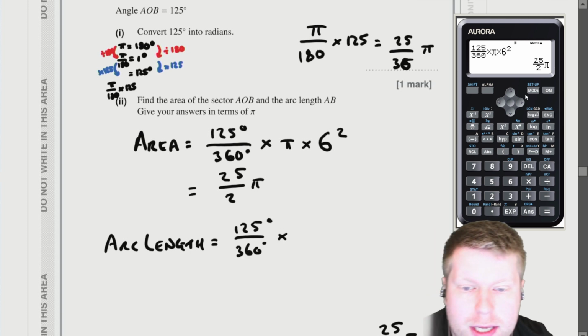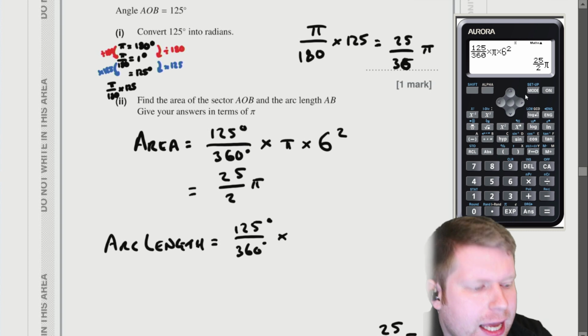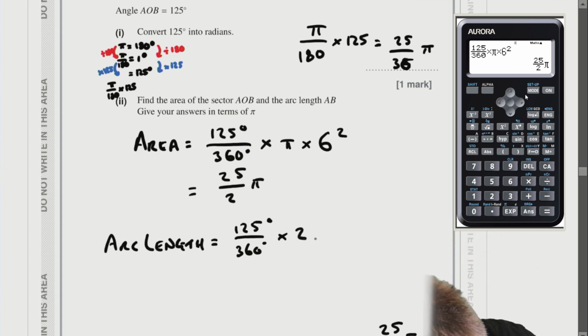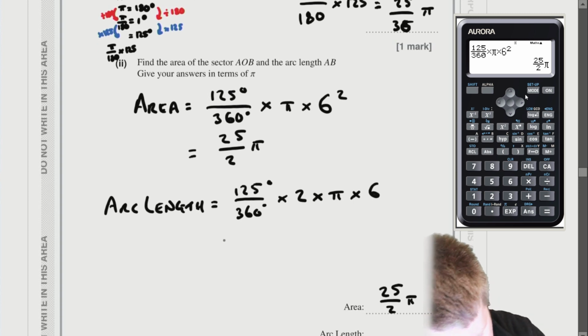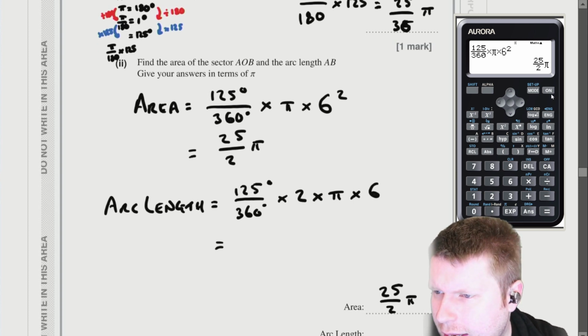Then I'm going to times this by 2 pi r because that is the circumference of my circle. So as a result, I'm going to do this times 2 times pi times r, which is 6. Again, I just type that in a calculator. Let's hopefully get this one right.